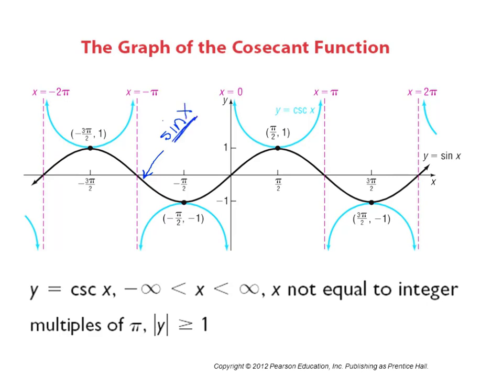Okay? Some people like to draw in the sine graph first because it helps them. I personally never do, but you can see here that wherever the sine is 0, because the cosecant is the reciprocal, that's where you will have a vertical asymptote. Everywhere the sine is 0, you have a vertical asymptote. Okay? And then, whenever your sine is maximum, your cosecant is minimum.